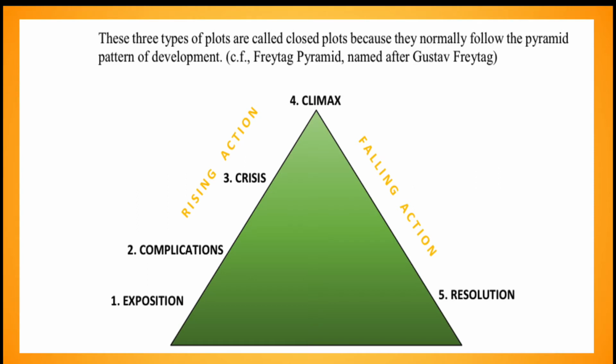Now, you are familiar with the triangle. It's called Gustav Freytag or Freytag Pyramid because it's named after Gustav Freytag. These three types of plot are called closed plots because they normally follow the pyramid pattern of development. We have the exposition, the complications, the crisis, the climax, and the resolution.